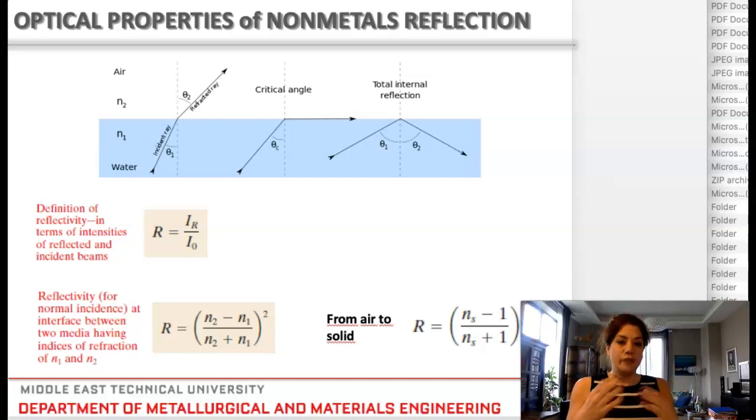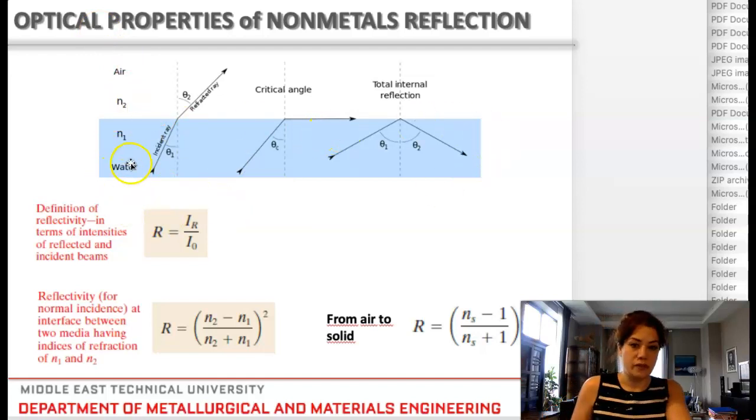Let's talk about the reflection on the basis of a refractive index. The refractive index is the ratio of the speed of light in vacuum over the speed of light in a certain medium. More resistance for that light to travel, in other words, smaller the velocity, higher the refractive index. So the air's refractive index is 1, and the water's, for example, is a larger value, right?